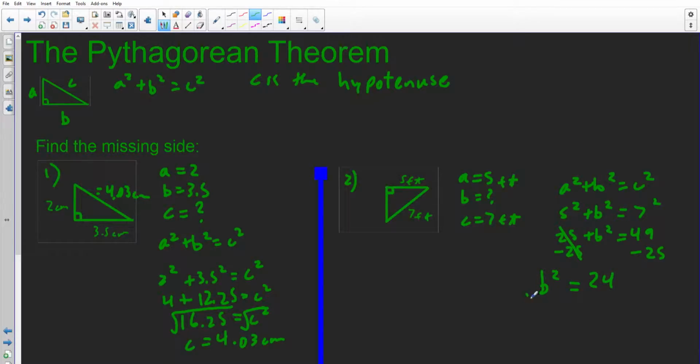So to get b by itself, we still need to square root it to get rid of the square. So b is equal to the square root of 24, which is 4.9 feet. So that's how long this side here is. It's 4.9 feet. And that's how you do it.